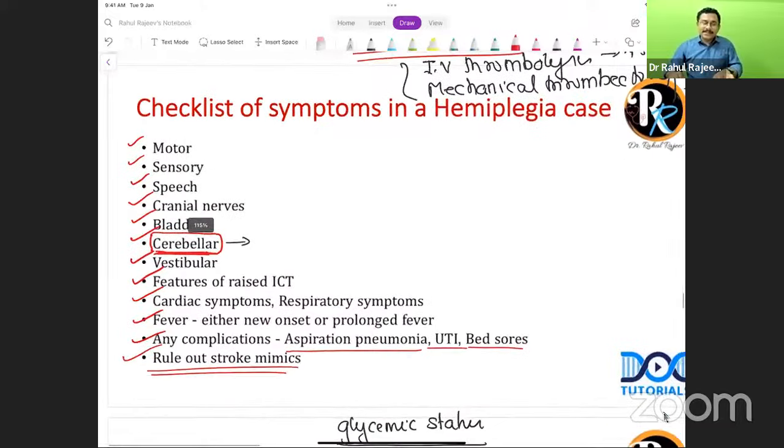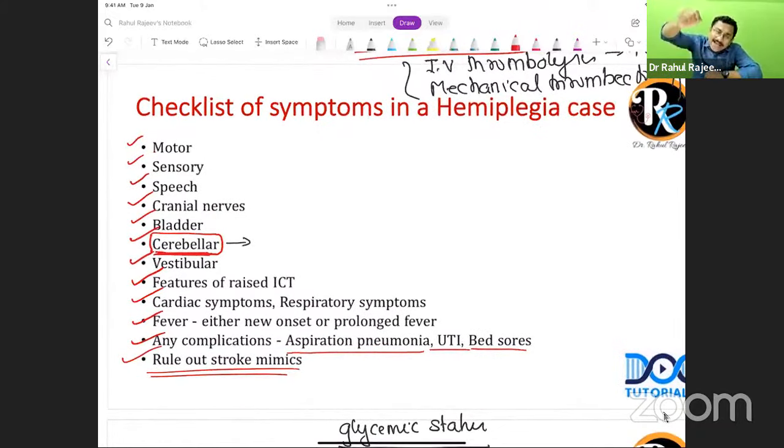I showed you a checklist. Don't think that you have to ask in that order alone. Why did I not ask about sensory? Because that patient had speech and seventh nerve problems before that. So sensory will go down in the list.